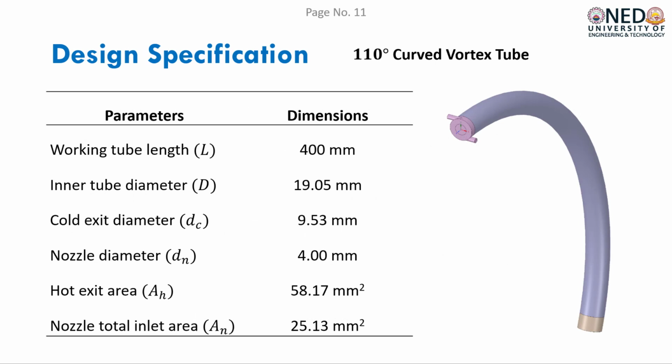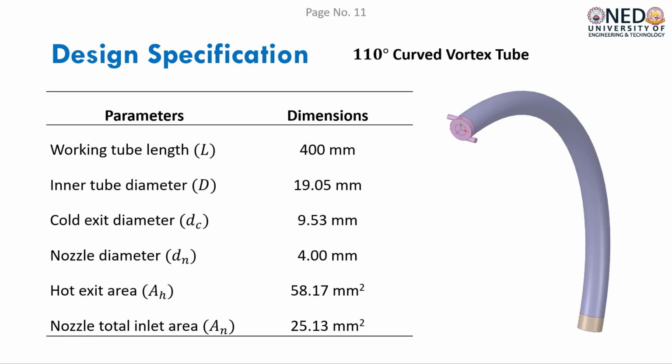The computational model is set up according to Valipur and Niazi experiments, where a straight vortex tube and a curved vortex tube with a curvature angle of 110 degrees were investigated. The working tube length is 400 mm and the inner tube diameter is 19.05 mm, which gives a length to diameter ratio of approximately 21. The cold orifice is half of the tube diameter and the nozzle diameter is taken as 4 mm, which is not mentioned by Valipur et al., but carried in the computational studies of Bovend and Valipur.